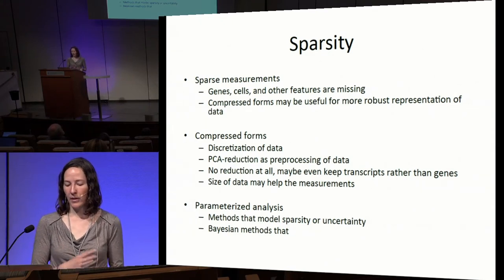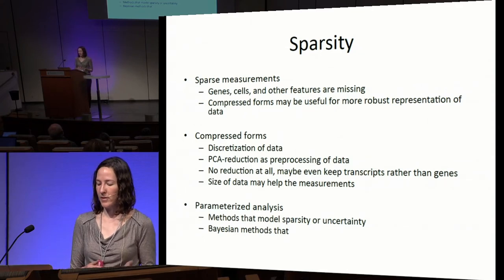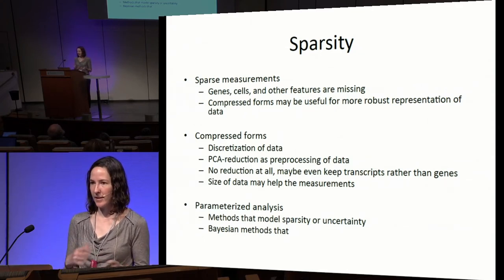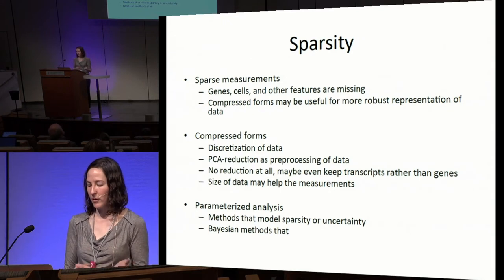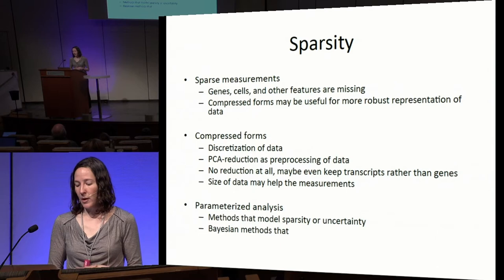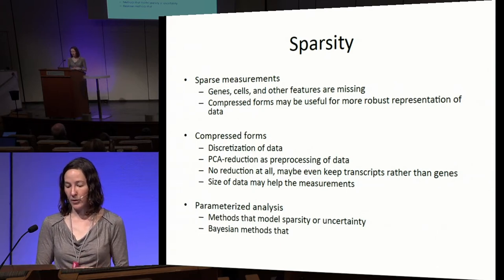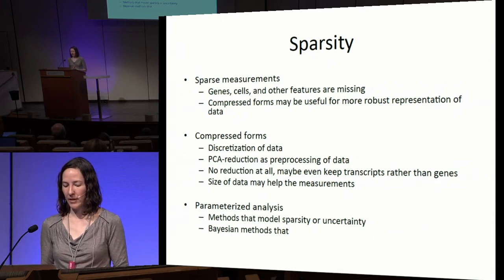We also talked about how we could represent the data, right? We could do discretization of the data. There may even be some methods that benefit from fully binarizing the data. Yes, the gene was observed. No, it was not observed. We could do PCA-based dimensionality reduction. Or we may do no reduction at all in many cases. I think that will probably be the answer. And we may even keep transcript-level data rather than gene-level data in many cases.